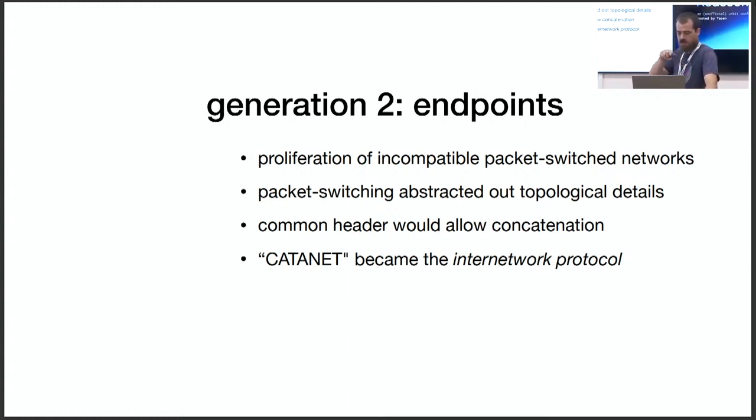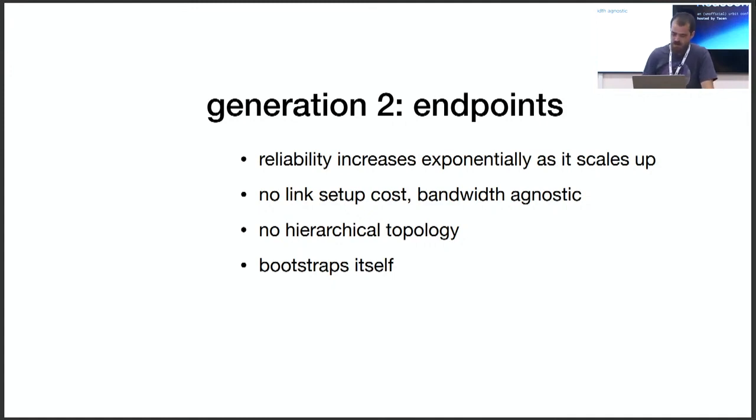The paper was in the late 60s. ARPANET was built in the early 70s. By the mid to late 70s, Vint Cerf realized that since packet switching abstracted out the topological details of the network, if you just put a common header on the packets, a shared addressing scheme, a common encapsulation format, you could concatenate networks together. For some reason, the name Catenet just was not a marketing coup. But they built it, and it became the Internet Protocol, and yeah, the rest is familiar history. But there are some interesting notes.